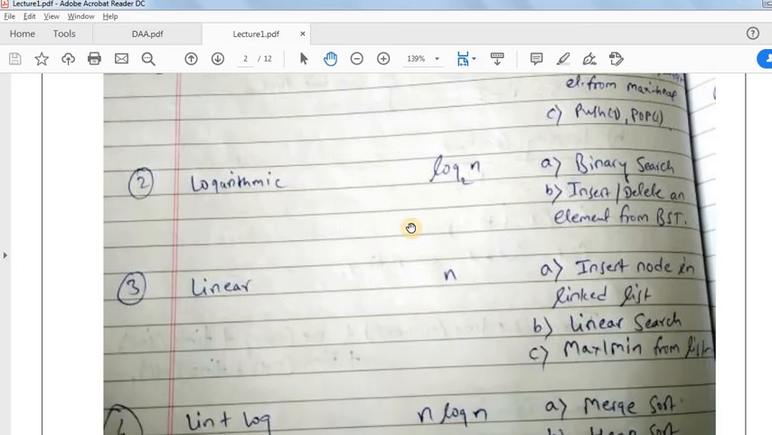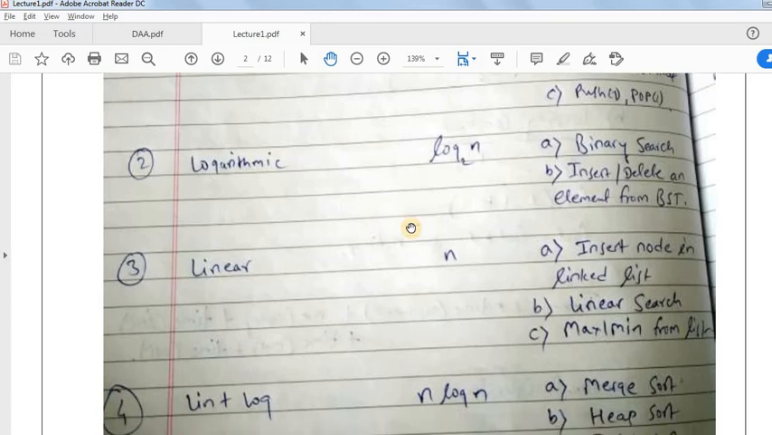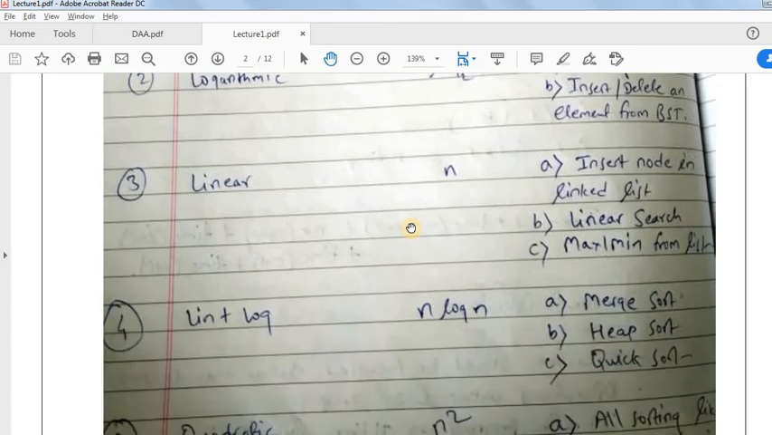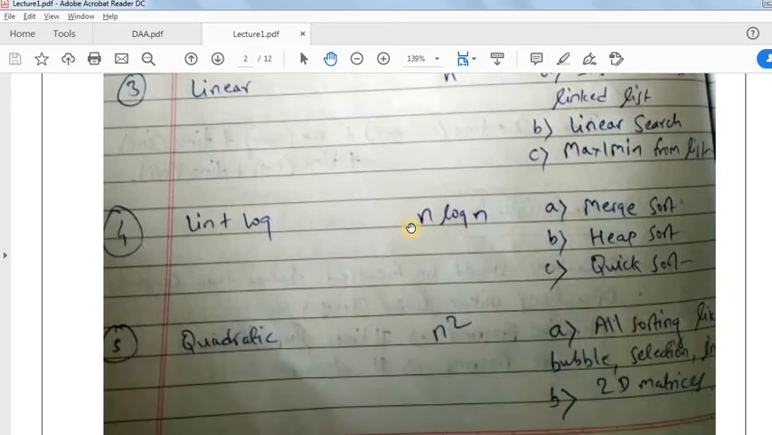Then comes linear. We will be requiring an amount of time for execution of such problems in efficiency class linear. The famous problems are finding out the max or min element from a list of integers, checking if a number is present in an array, and so on and so forth. Next category, linear plus logarithmic. It is represented by n log n. Examples: merge sort, heap sort, and quick sort.